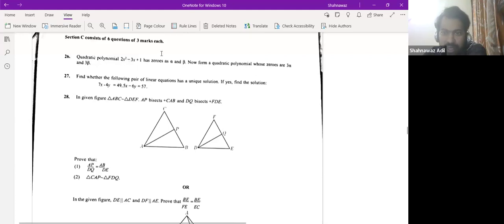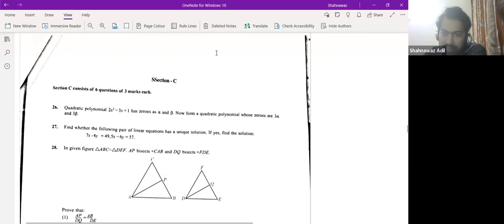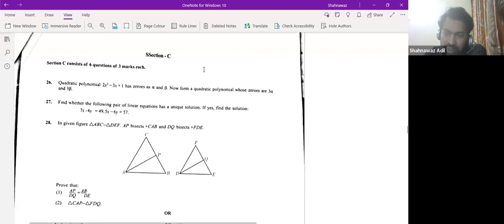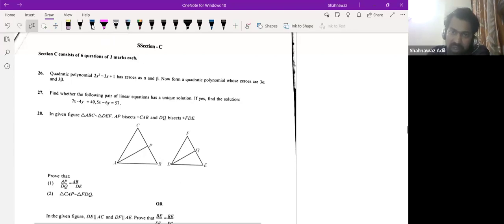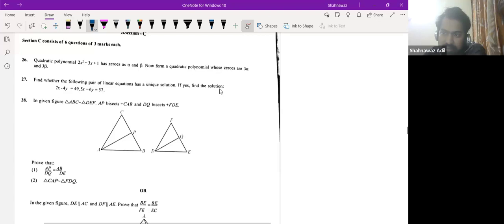A quadratic polynomial has zeros alpha and beta. Now form a quadratic polynomial whose zeros are 3 alpha and 3 beta, right? So how do we write the polynomial in the zeros form? Do you remember that? What would be the idea to solve this question? We have done this question several times. Alpha plus beta and alpha into beta, yes, you know that.